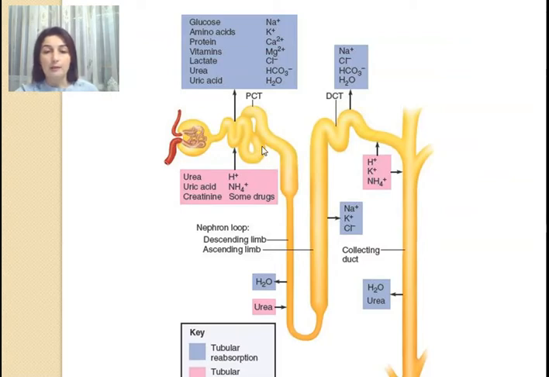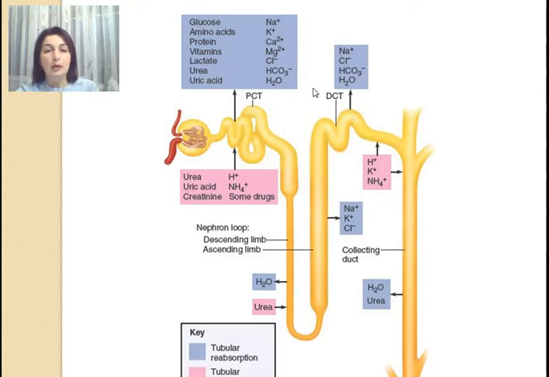Also most of the creatinine is absorbed, so when the urine passes from the proximal tubule, its osmolarity will not change. It will be equal to that of the blood plasma. So it will be equal to 300 milliosmoles.